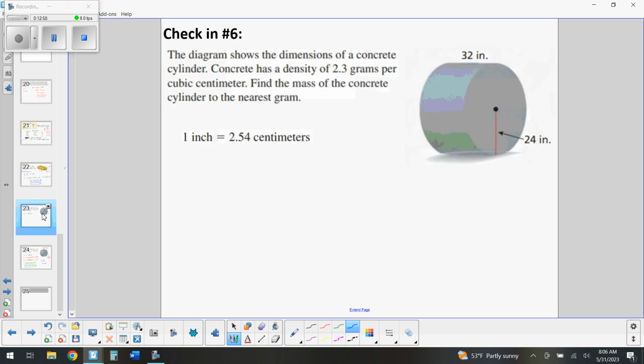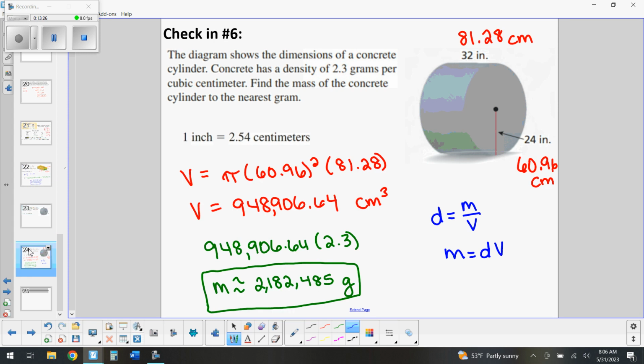So you go ahead and try this one. It's the same idea. We are given a cylinder in terms of inches. You have to convert it into centimeters first because we are told the concrete has a density of 2.3 grams per cubic centimeter. So go ahead and try this problem. Pause. When you're ready to see the answer, hit play. All right, so I got a mass of about 2,182,485 grams.